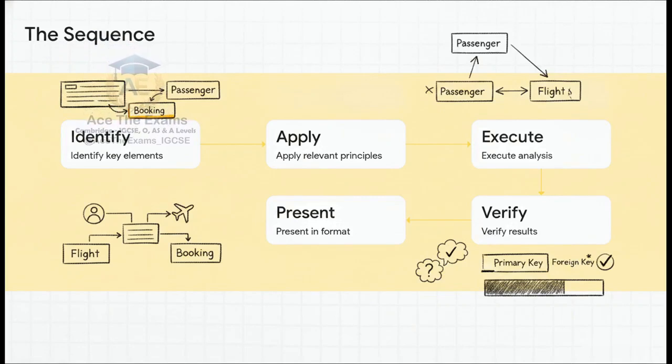Step 4. Verify results. Ask yourself, can one passenger have many bookings? Yes. Step 5. Present format. Write out your logical schema clearly, remembering to underline those primary keys. This exact sequence is what pushes your mark potential straight to 100%.